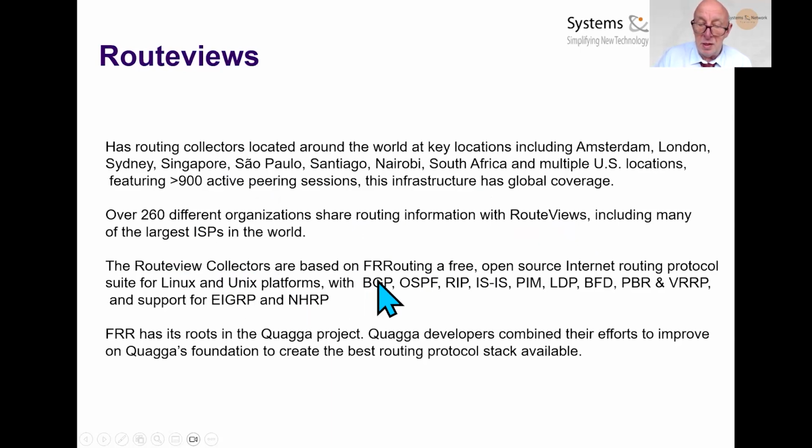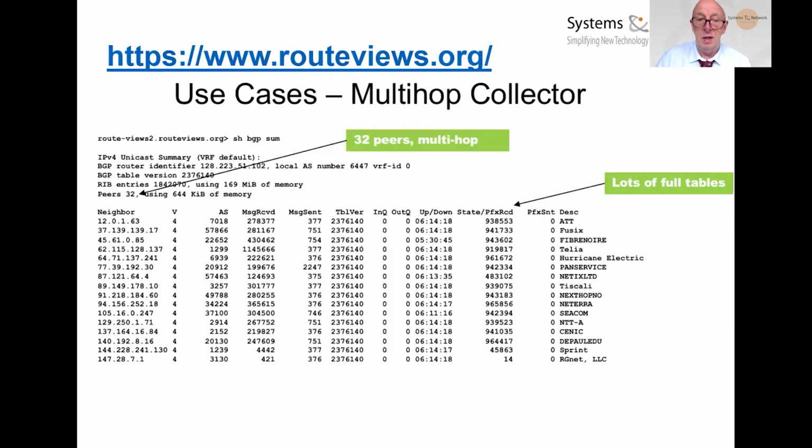Fine. They are based on this routing. It's FRR. It's a free open source routing protocol. Good for it. There are all of these other protocols. Good grief. BGP, OSPF, RIP. Wow. LDP, Label Distribution Protocol. Bidirectional forwarding. Loads of them. It has its roots in Quagga. Yeah. Quagga was an old flavor of Unix and the like. Here, Route Views, so you can see what's going on here.